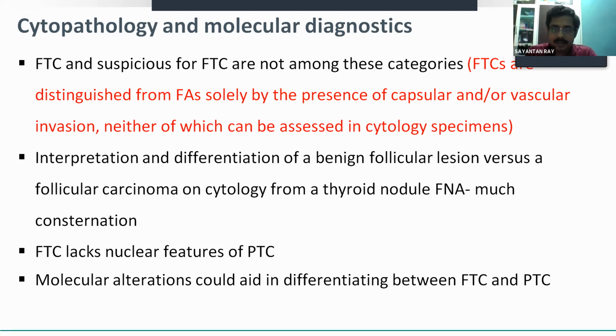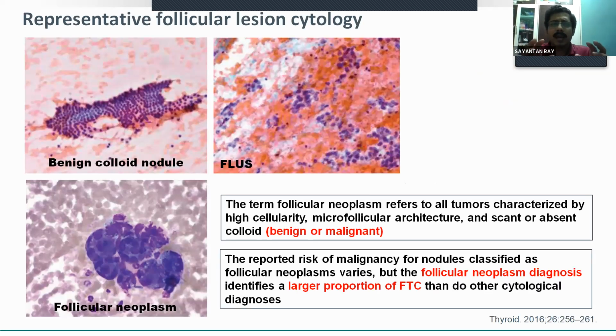Usually follicular thyroid cancers lack the nuclear features of PTC. That is a very important point. And molecular alterations sometimes can help in differentiating between follicular and papillary thyroid carcinoma. Now, if we look at the representative follicular lesions, on the top left, you can see the cells are in a broad sheet with no cellular atypia. That is a benign colloid nodule. On the top right panel, that is a follicular lesion of undetermined significance.